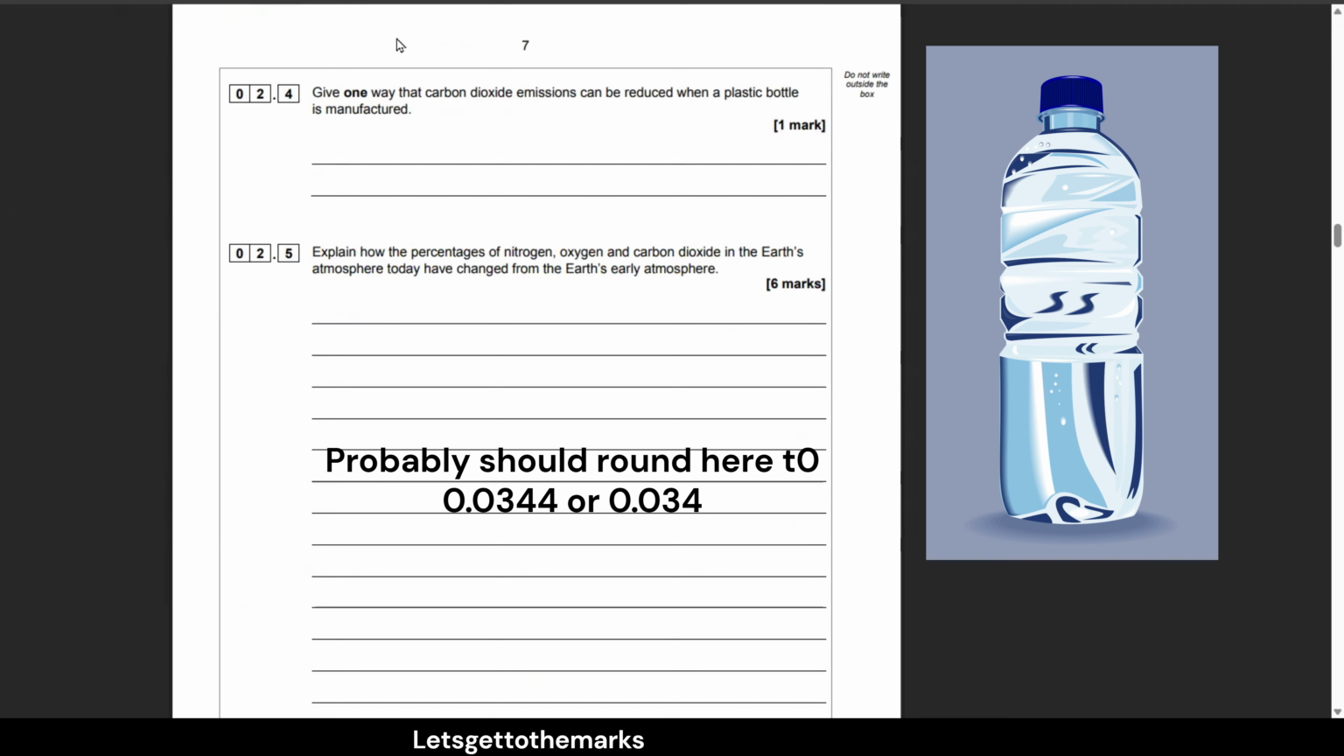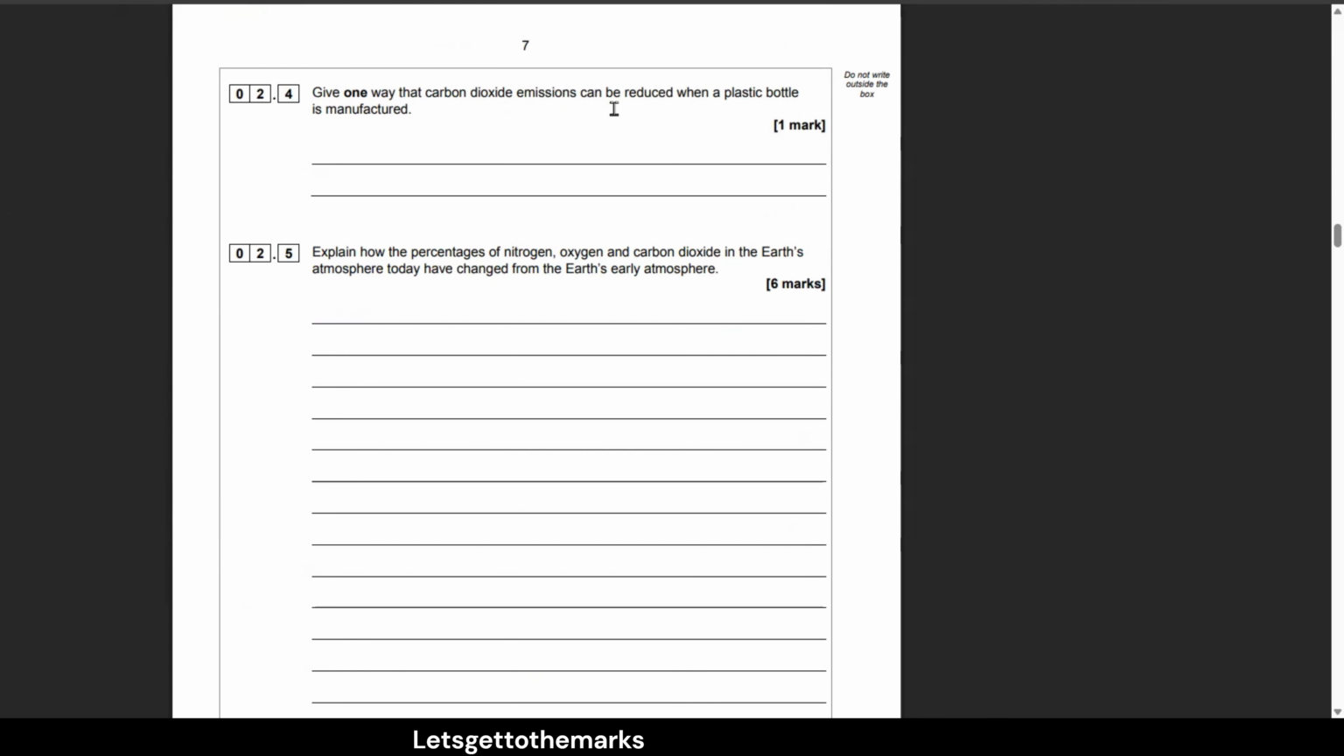Right, 2.4. Give one way that carbon dioxide emissions can be reduced when a plastic bottle is manufactured. So how can we reduce carbon dioxide being released when a plastic bottle is manufactured? So what you can do is, instead of disposing, recycle the plastic bottle, or so when they're making it, use recycled plastic.